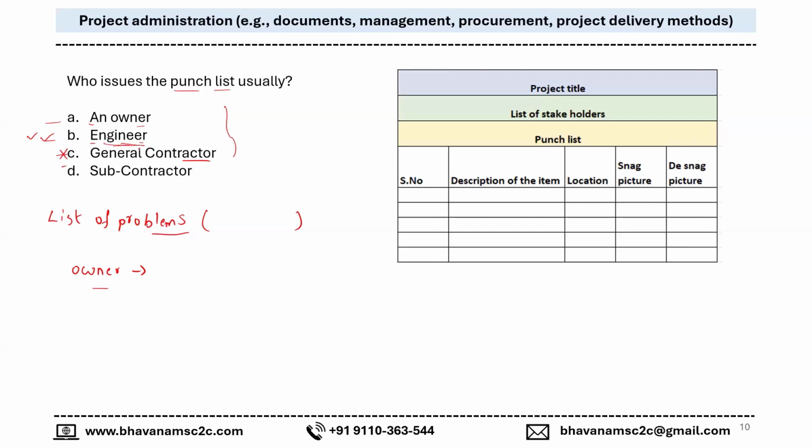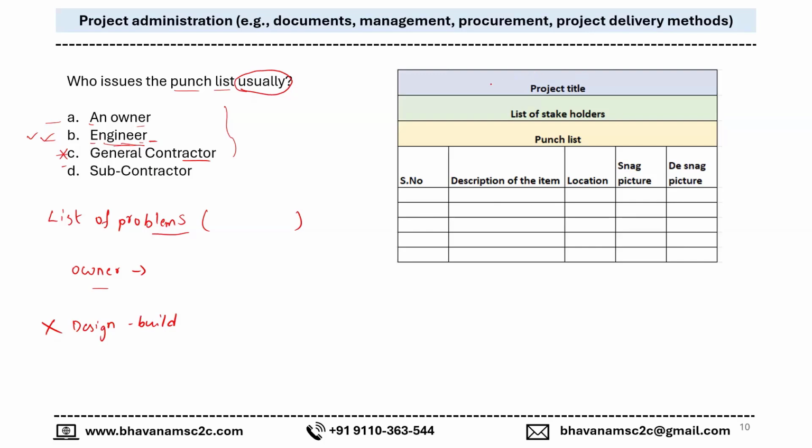Okay. If the owner has appropriate knowledge about the outcome, then he may issue the list of punches, like in a design build project. Other than a design build project, it will be the engineer who usually issues the punch list.